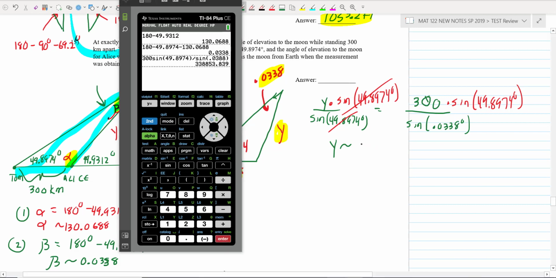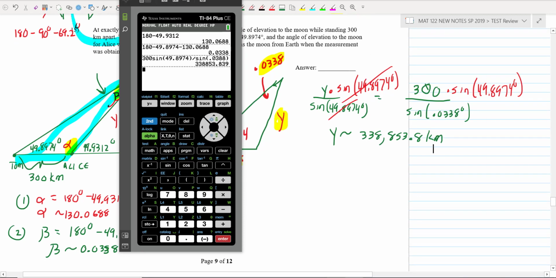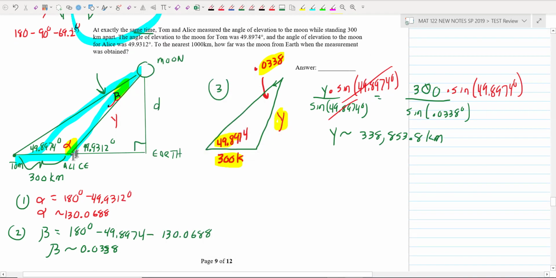So that is 338,853, let's just say 0.8 kilometers. Well, we expect that to be a big distance because that's the distance Alice is from the moon. Okay? So what we have now when we go to step 4 is we're going to look at this right triangle. So I'll just kind of focus on this right triangle, and we have enough information to find D now.